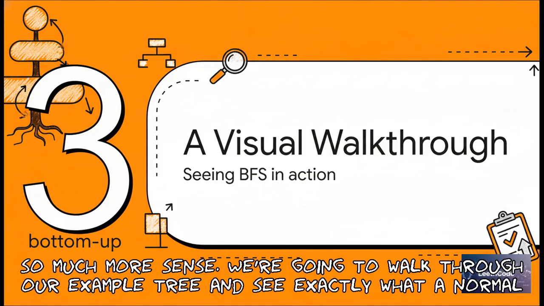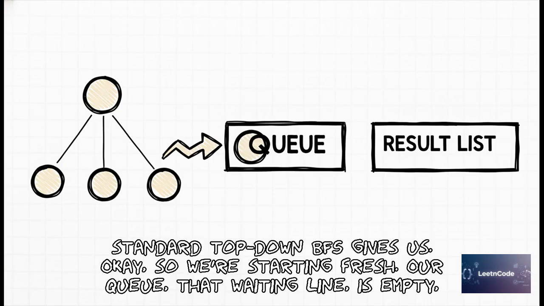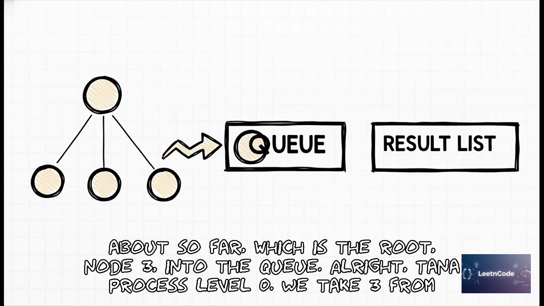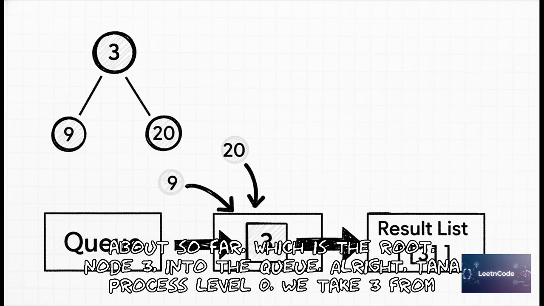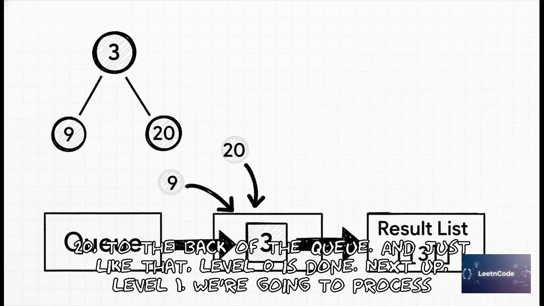We're going to walk through our example tree and see exactly what a normal, standard top-down BFS gives us. Okay, so we're starting fresh. Our queue, that waiting line, is empty. And our final result list is also empty. The very first thing we do is add the only node we know about so far, which is the root, node 3, into the queue. All right, time to process level 0. We take 3 from the front of the queue, we add its value to our result list, and then we add its kids, nodes 9 and 20, to the back of the queue.